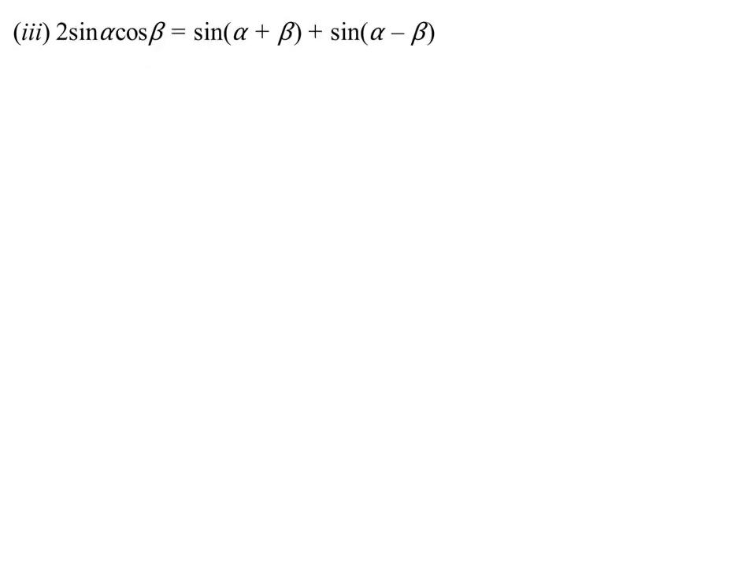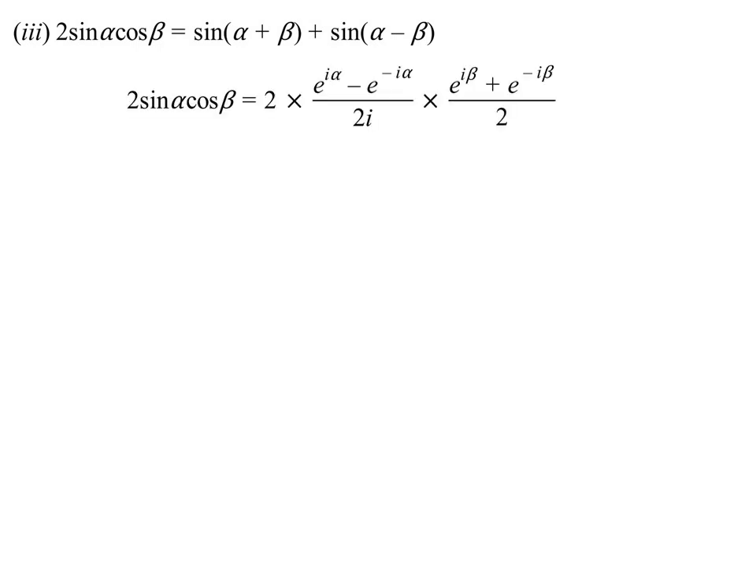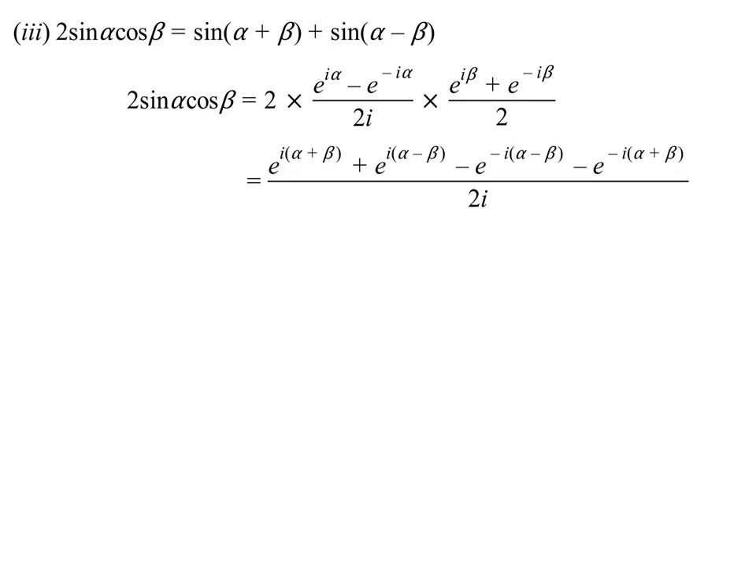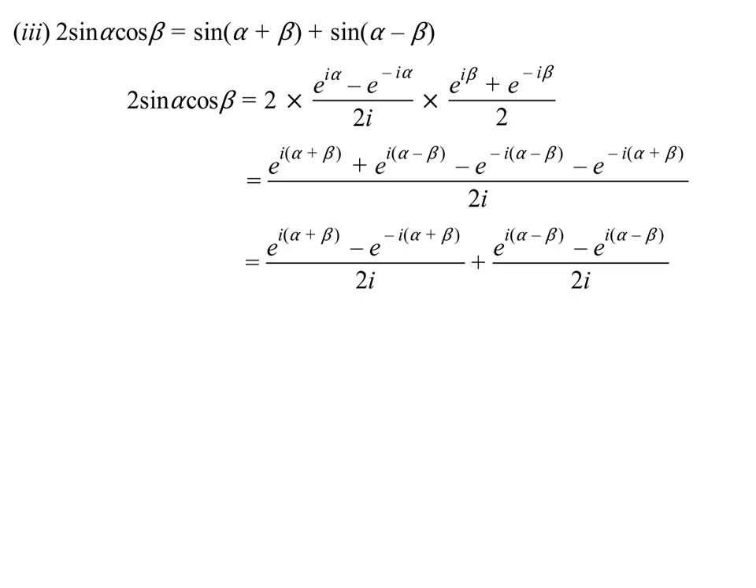How about this one? Our product to sum relationship there. Okay. Again, let's substitute in the results that we had with the exponentials. Playing with the top of the fraction, we end up with this result. But again, let's group them with the power and its conjugate. And I'll separate them into 2 fractions to make it a little bit easier. They're both over 2i, of course. And we end up with sine of alpha plus beta plus sine of alpha minus beta.